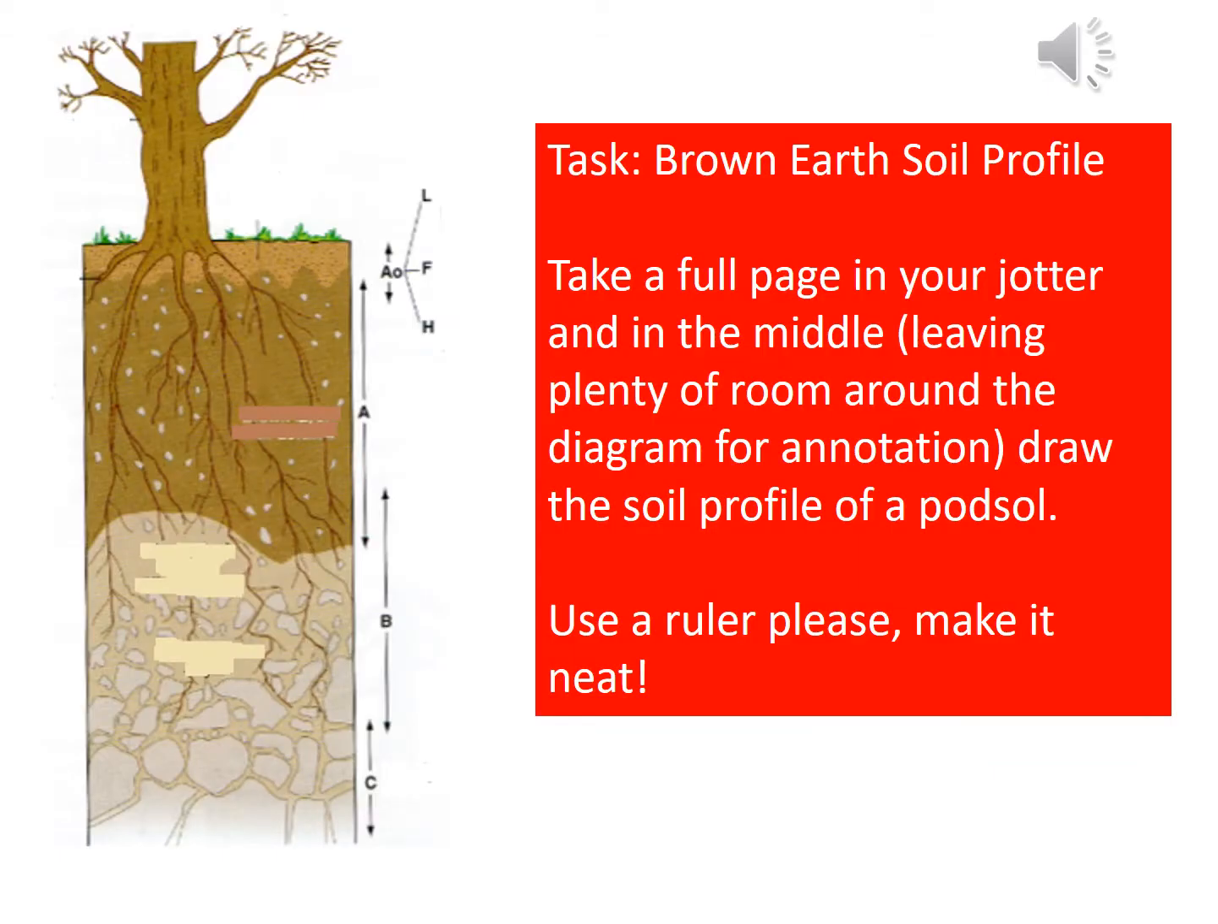Okay, so for brown earth, I want you to do exactly the same as what you did for Podzol. So you're going to copy that diagram that's on the left-hand side, taking a full page in your jotter, but you're not going to make the diagram huge because you're going to annotate around the outside. Now, if you've done Podzol correctly, you'll know just how much space you have to leave for the description and explanation of a brown earth soil. Remember to make it neat, use a ruler, and choose your two colours, one for your description and one for your explanation.